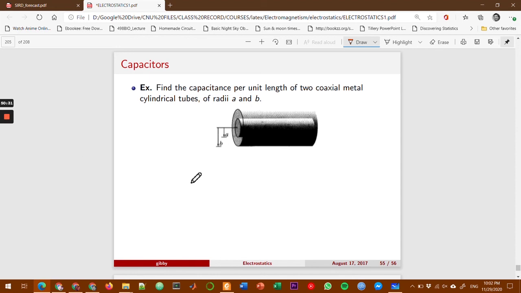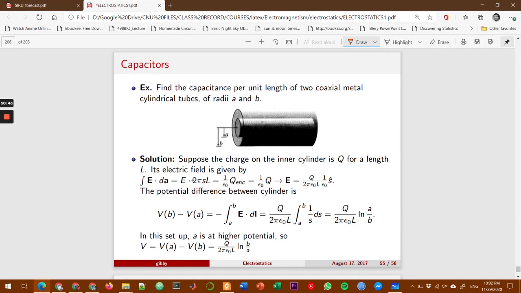Let's consider this example. Find the capacitance per unit length of two coaxial metal cylindrical tubes of radii A and B, so an inner radius of A and an outer radius of B. Suppose the charge on the inner cylinder is positive Q for a length L. We can get the electric field in that case given by this: 2 pi s L times E equals Q enclosed over epsilon naught, and so we can get the formula for the electric field.